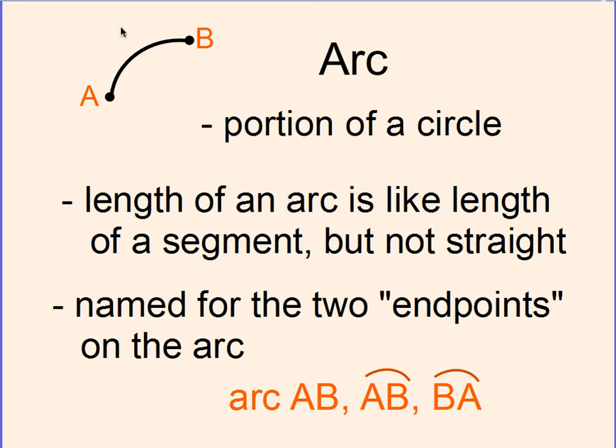There are times when you'll have a third point somewhere on that arc. If I put a point in here and call it, let's say, point C, it is possible to have more than two letters in the arc name. I could call this arc ACB as long as the two endpoints are on the outside of the name, and that would just mean arc AB that goes through point C. You don't see that a lot, but it will happen occasionally.